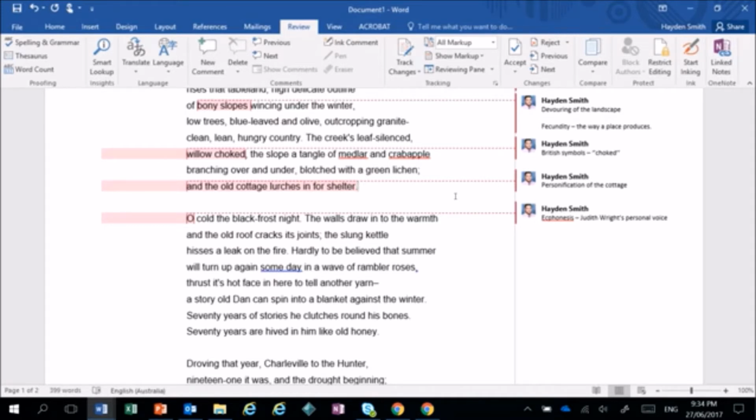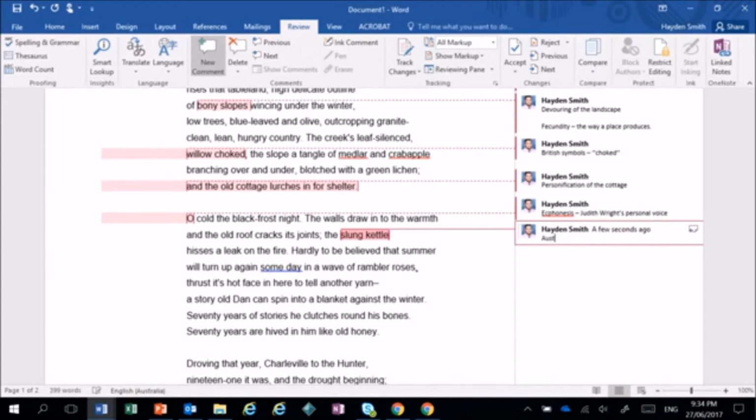It continues. And the old roof cracks its joints. So we get this sense of age, this sense of living in this landscape for a period of time. The slung kettle. So you've also got some Australian symbols here. Hardly to believe that summer will turn up again someday.